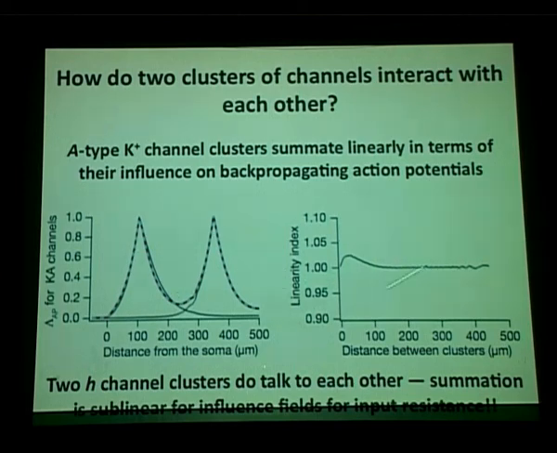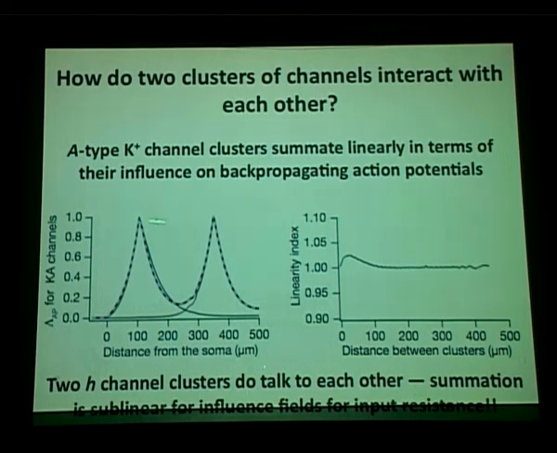So for backpropagating action potentials, the linearity index of this summation is almost 1. Irrespective of where exactly your clusters are placed, or the distance between them, the linearity index is almost 1, suggesting that these influences summate linearly in arriving at the final map that you see. This is not true for all measurements. If you have two h-channel clusters placed there, and you look at the influence fields for input resistance, that summation is going to be sublinear.